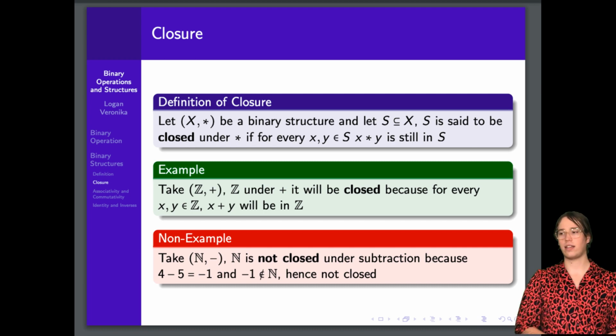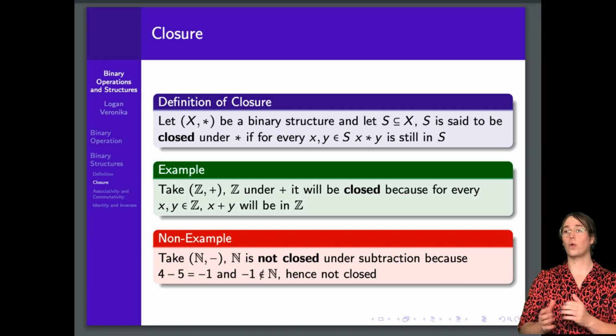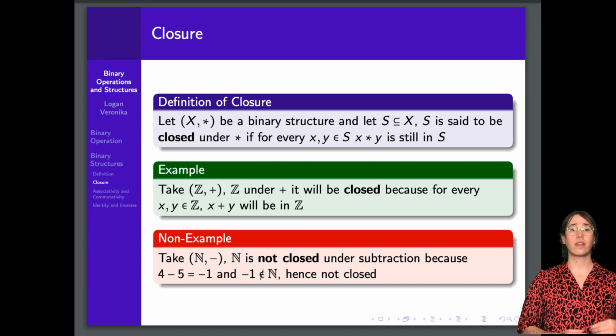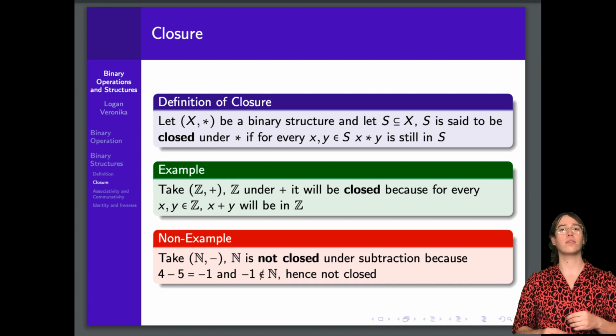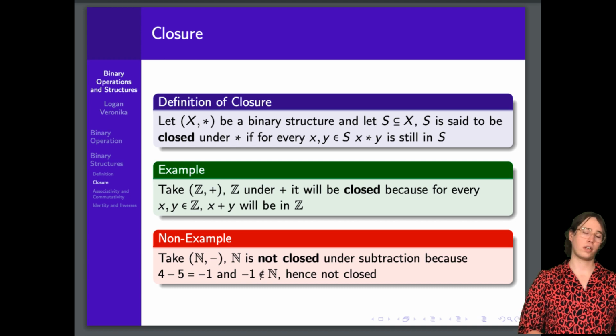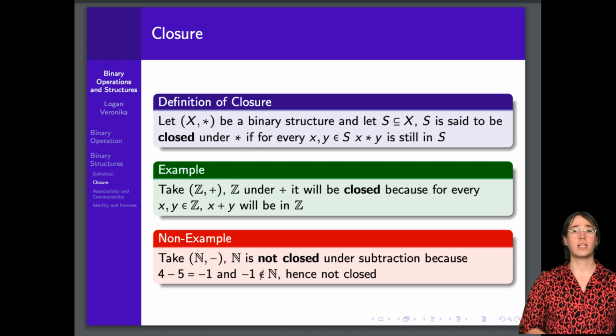So let's look at an example. We're going to take the integers with addition. It will be closed because we know that for any x and y that we take from the integers, x plus y will be in the integers. For example, 3 plus 4 equals 7. 7 is in the integers.